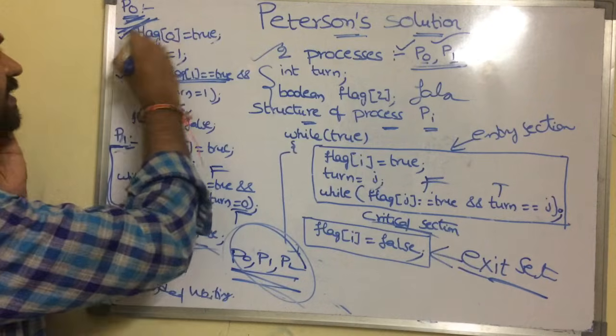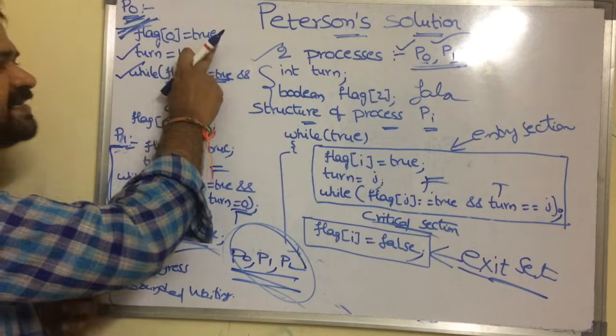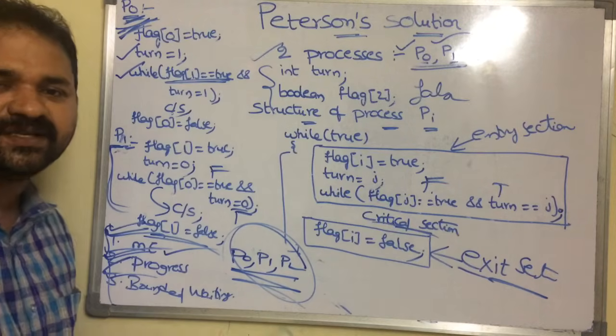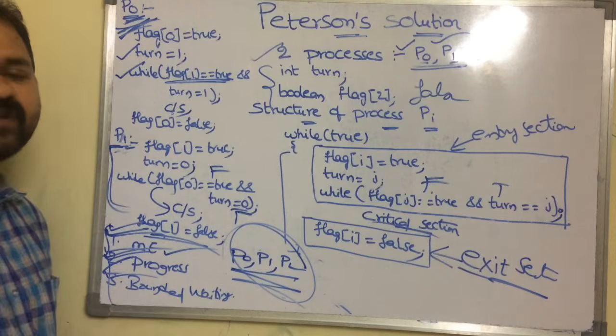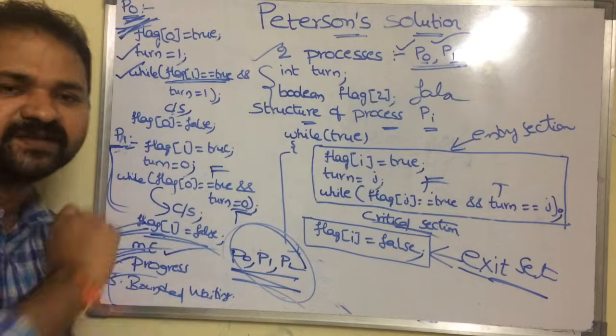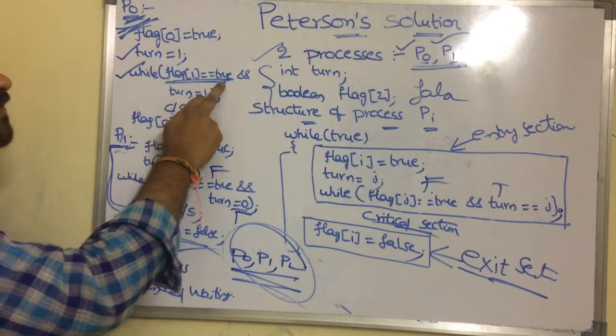So initially P0 executed a statement called flag[0] = true. It specifies that P0 is interested to enter into the critical section. Next, turn = 1. That means P0 is giving a chance for P1 to enter into the critical section. Next, while (flag[1] == true).